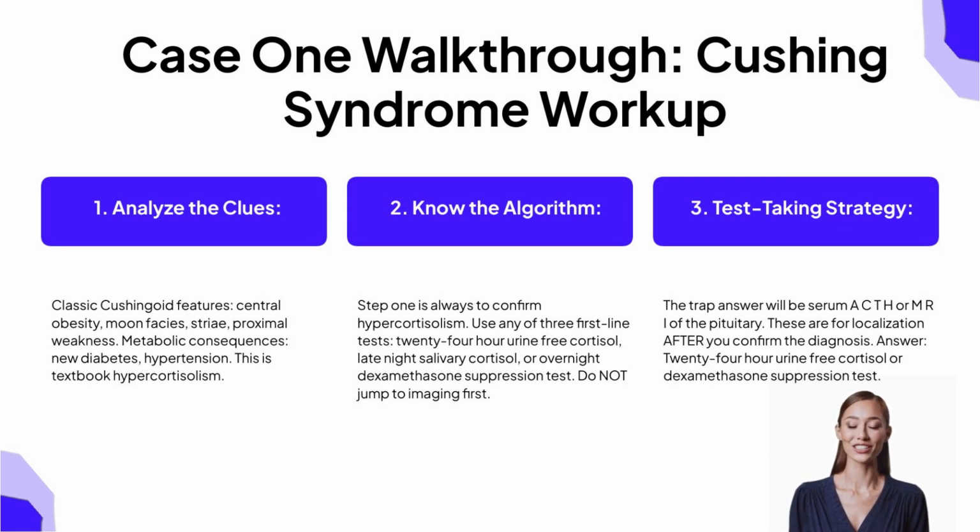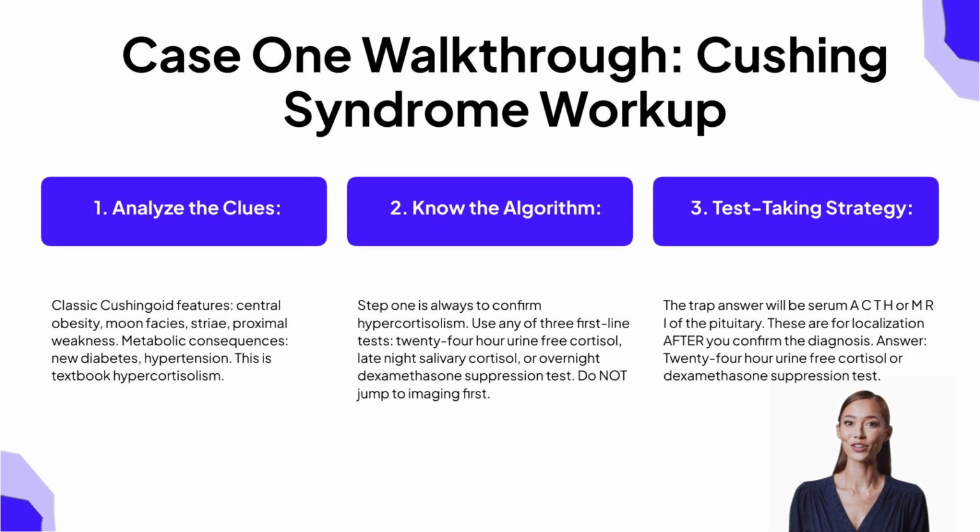The algorithm for Cushing syndrome has two distinct phases. First, you confirm hypercortisolism exists. Then, and only then, you localize the source. For confirmation, you have three equally valid first-line options: a 24-hour urine free cortisol collection, a late-night salivary cortisol which exploits the loss of diurnal variation, or a 1 mg overnight dexamethasone suppression test where you measure morning cortisol after giving dexamethasone at bedtime. The test writers love to include ACTH levels or pituitary MRI as trap answers. These are localization steps.